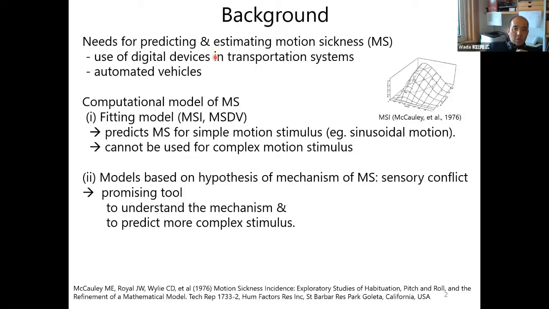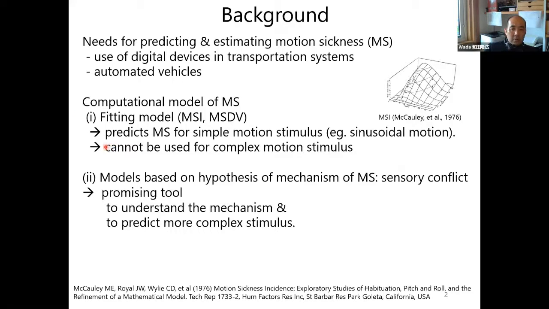One such technology is a computational model for estimating motion sickness, which has been developed. Fitting models of motion sickness, including MSI and MSDV, have been developed to predict motion sickness for a simple motion stimulus, including sinusoidal motion, but that cannot be used for complex motion stimuli.